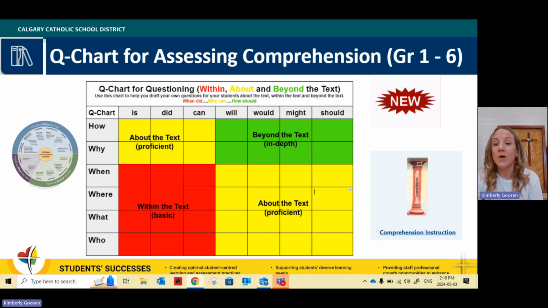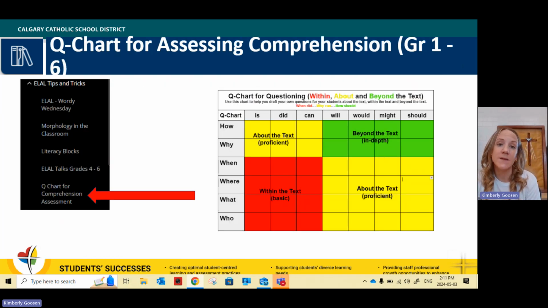I've also linked some comprehension instruction pillar on the EPD website if you want a little bit more information about comprehension. So again, this is also on the NCIS site, this lovely visual. I love to have it, like if I was doing reading groups and just wanted to have some questions, I can use that as my guide. So this is under that NCIS site, the ELAL tips and tricks, and it's called Cue Chart for Comprehension Assessment.